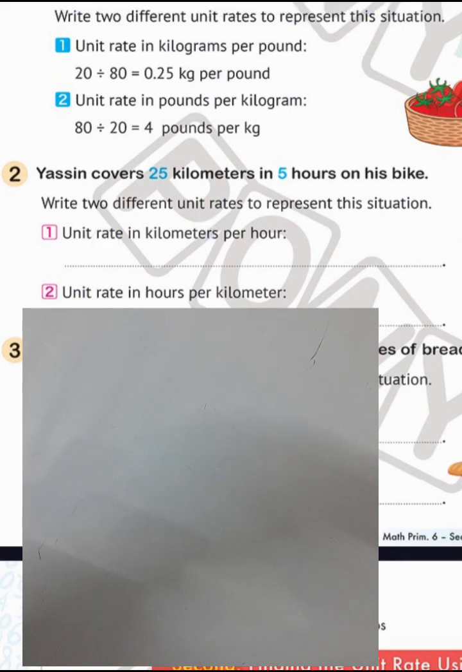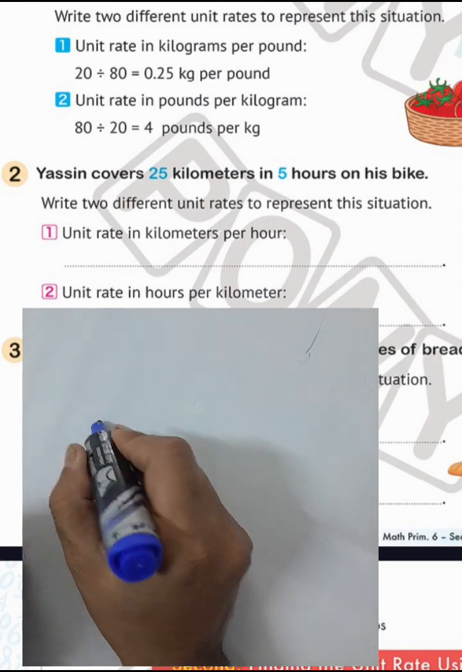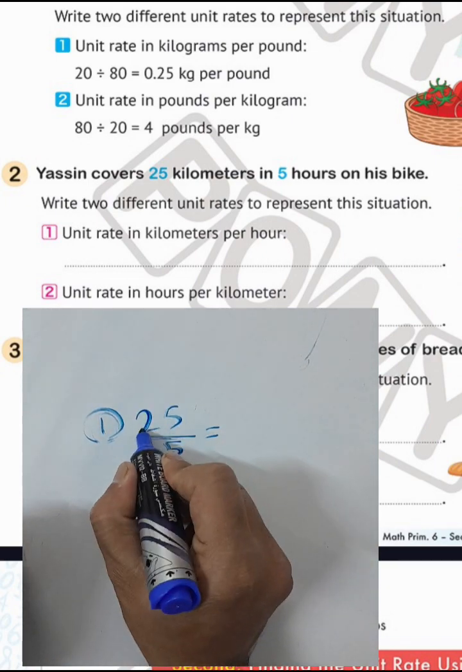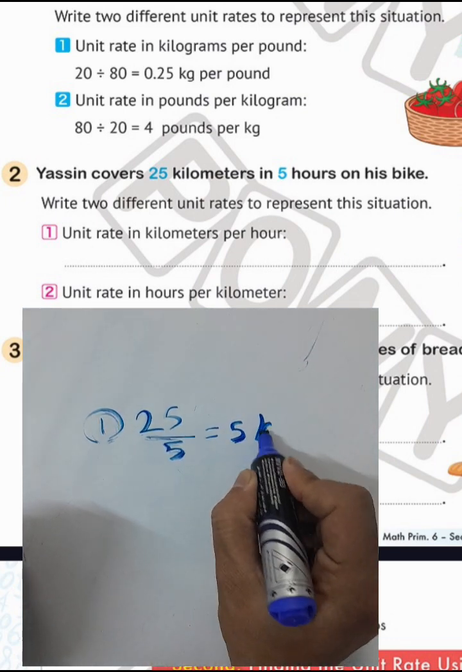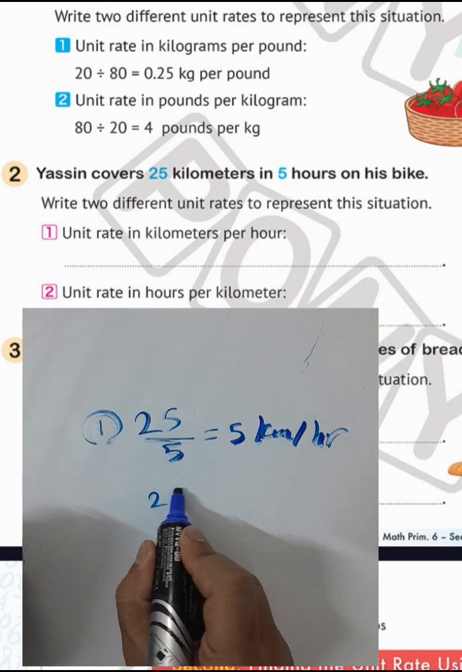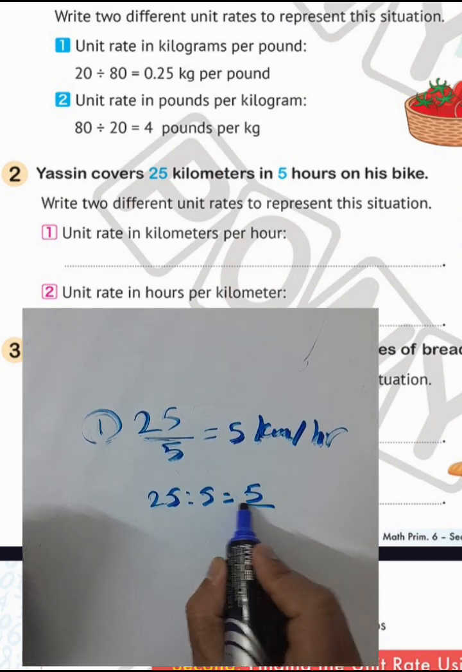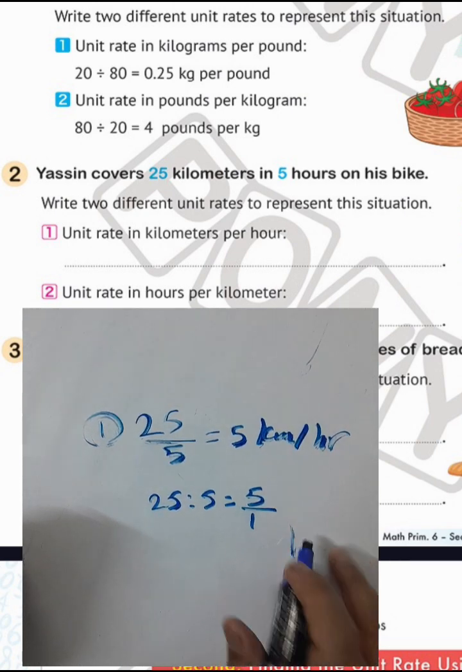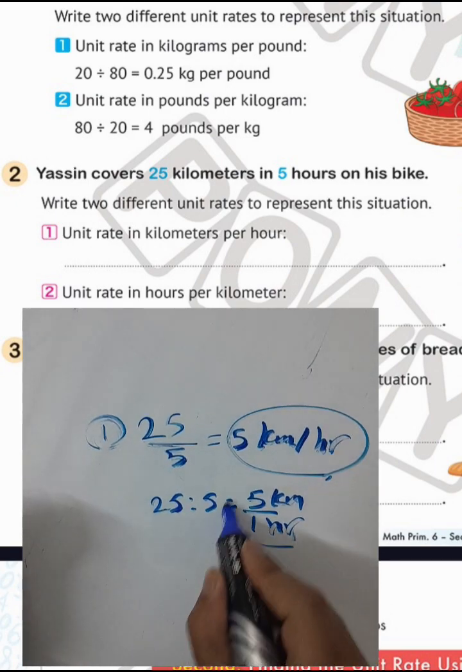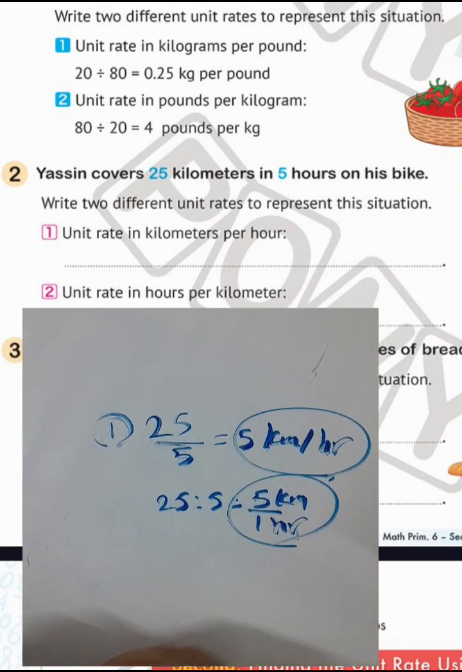Unit rate in kilometers per hour: we can divide the two numbers, 25 divided by 5. Then we want to find 2 methods. Write 25 divided by 5, then you can write 5 kilometers per hour. Or you can write 25 to 5 equals 5 kilometers per hour, 5 over 1, 5 kilometers per 1 hour. We can write 5 kilometers per hour or 5 kilometers over 1 hour.